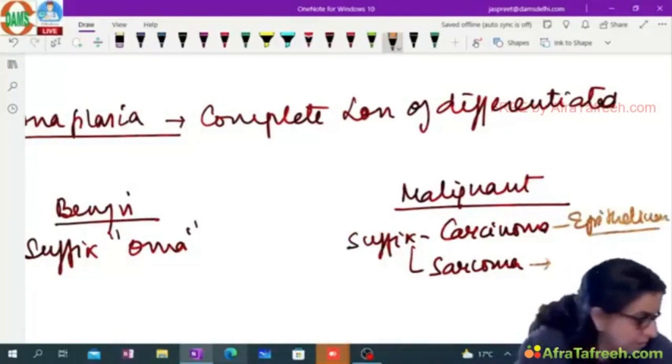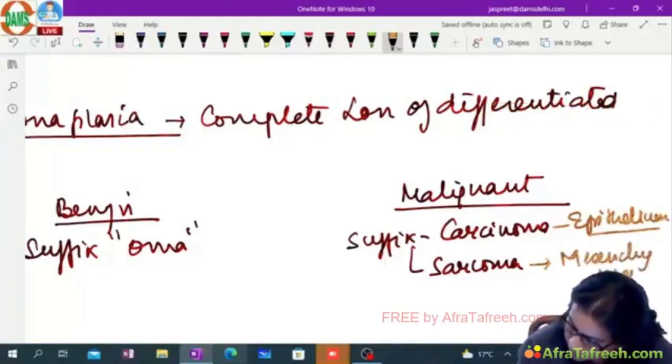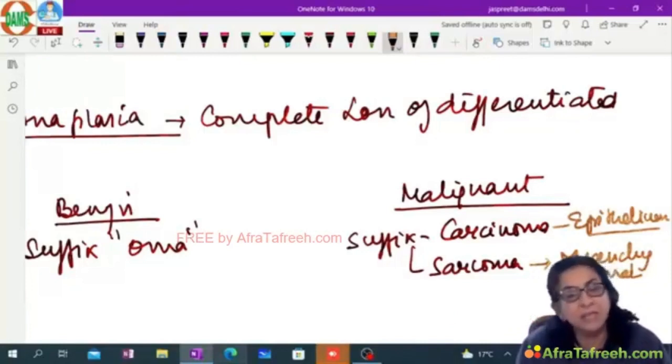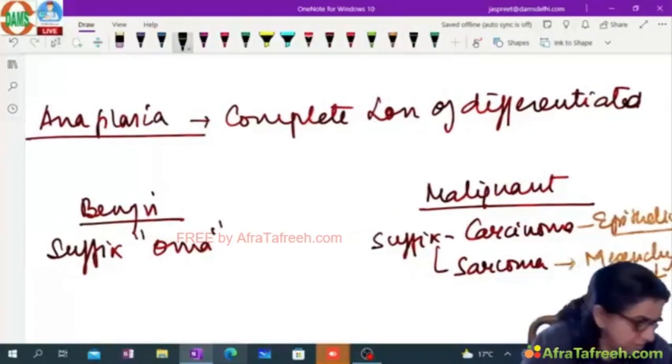A malignant tumor that arises from the mesenchymal tissue, the mesenchyme, is called a sarcoma. So a malignant tumor that arises from the epithelium is a carcinoma, and malignant tumors that arise from the mesenchyme are sarcomas. Now let us see examples of benign and malignant tumors.